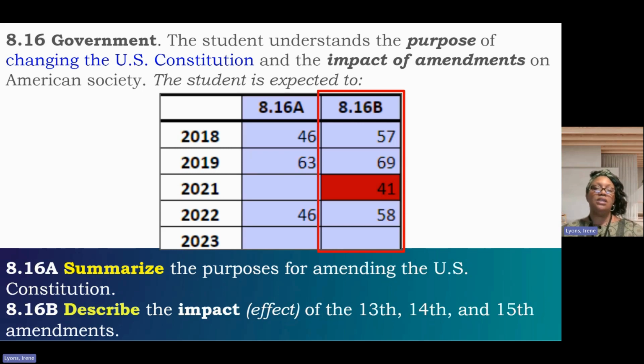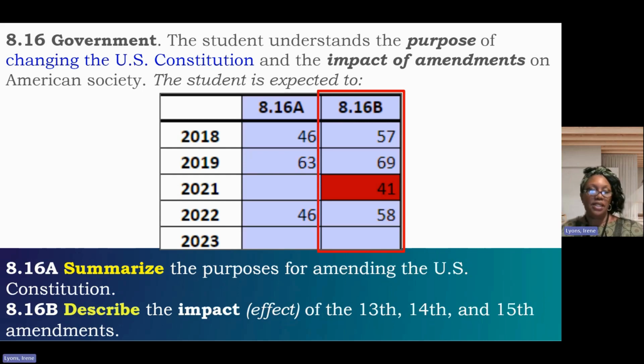society. The knowledge and skill statement is very important. If you don't consider the knowledge and skill statement, the SEs alone may not make sense. But according to 8.16A, students are to summarize the purposes for amending the U.S. Constitution. Students need to simply understand that the Constitution is a living, breathing document, so to speak, and it can change to adapt to the changing times.